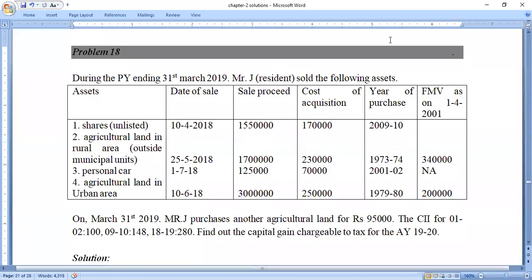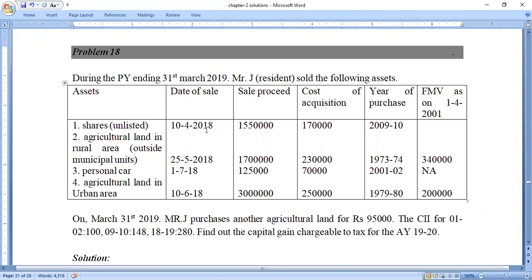Next, problem 18. During the previous year ending 31st March 2019, Mr. J, resident, sold the following assets. The assets are: shares, unlisted; agriculture land in rural area, outside municipal limits; personal car; and agriculture land in urban area.